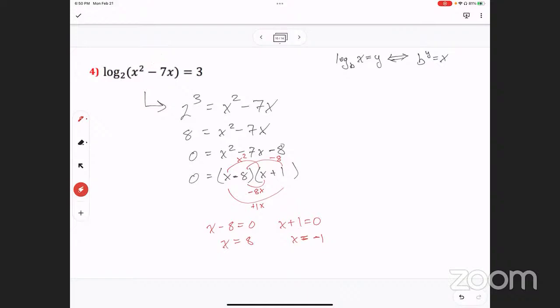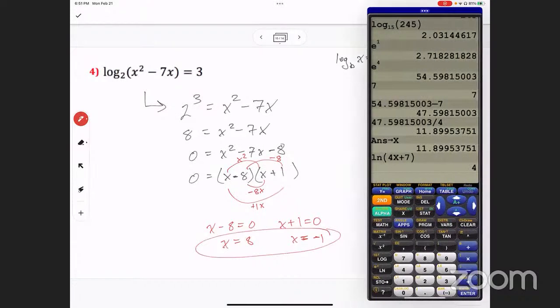Now plug in -1. What's -1 squared? 1. Plus, what's -1 times -7? Positive 7. What's 1 plus 7? 8. It works. That's still a positive number, so they both work. So both of these are solutions.